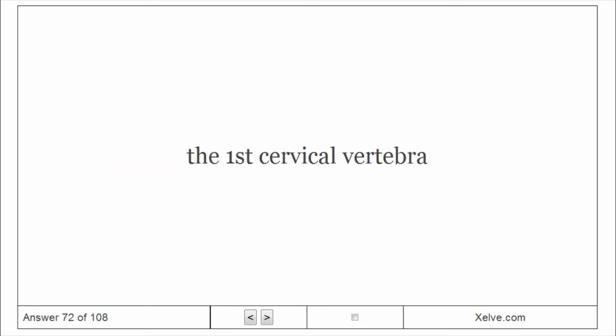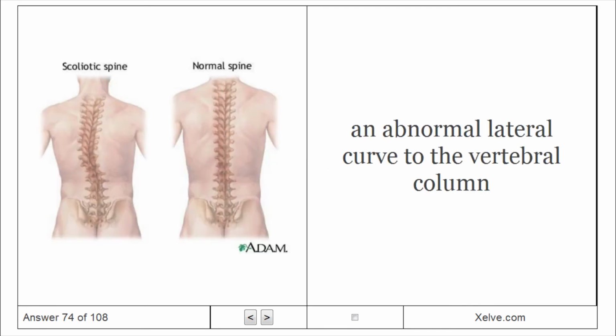Atlas. The first cervical vertebra. Axis. The second cervical vertebra. Scoliosis. An abnormal lateral curve to the vertebral column.